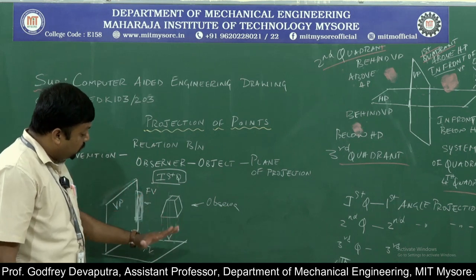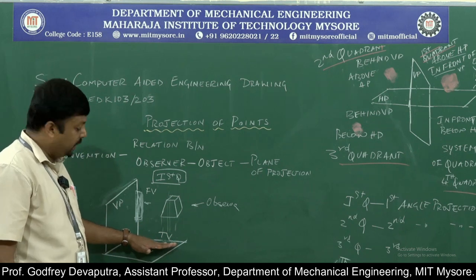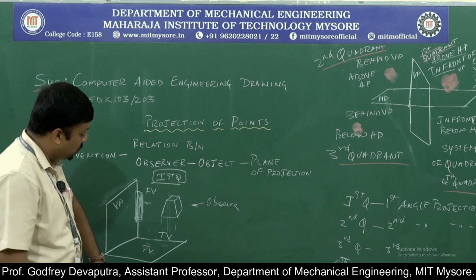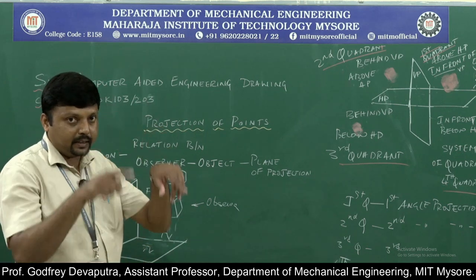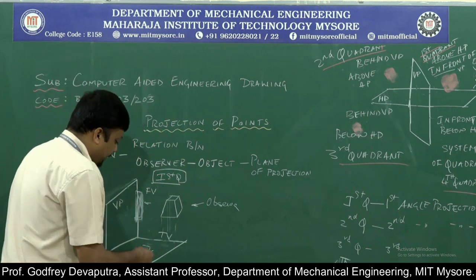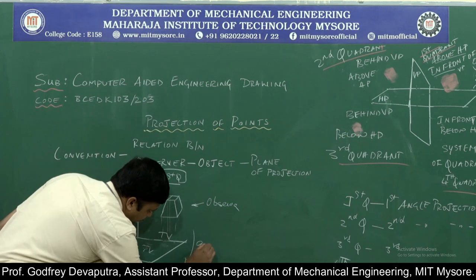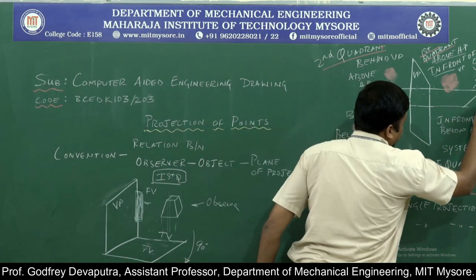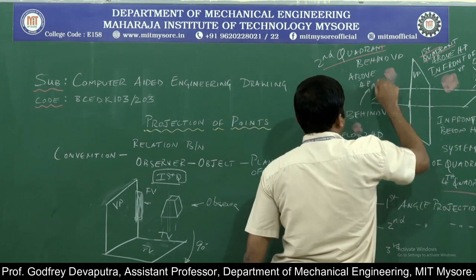Now what I would need to do is tilt this horizontal plane in a particular direction so that both this vertical plane and the horizontal plane appear in the same plane. What I mean to say is I want to tilt this horizontal plane by 90 degrees. Here also the tilting happens by 90 degrees.